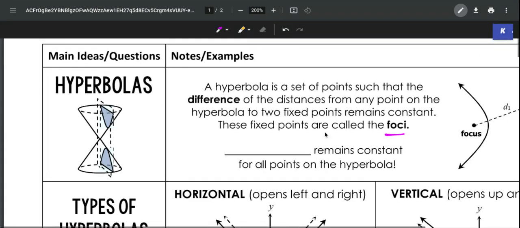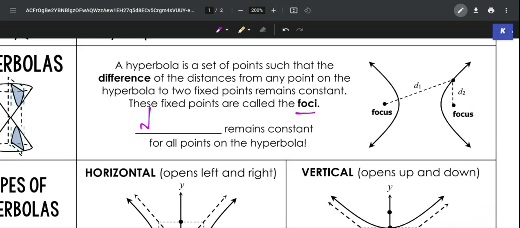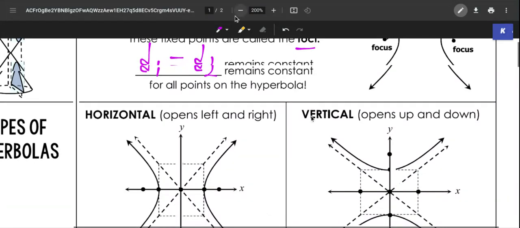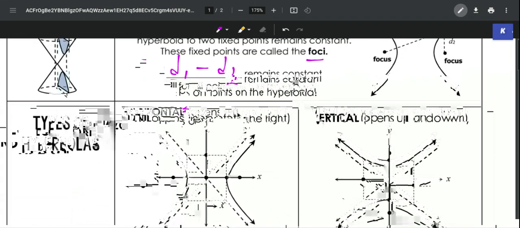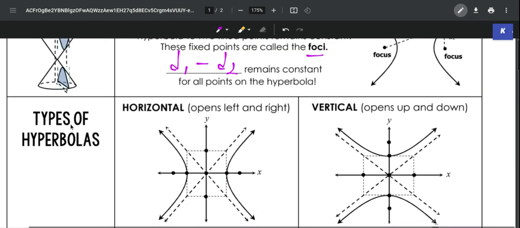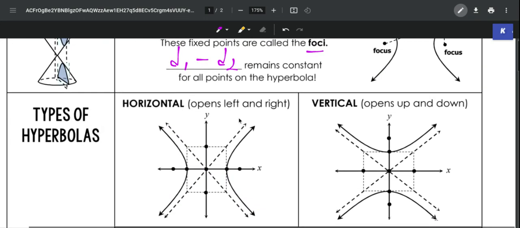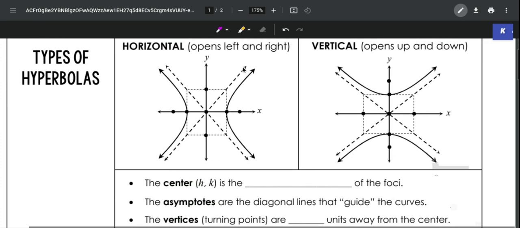Like I told you before, this information isn't the most important. It's just your general information. The only difference between this and an ellipse is that now these two lines, D1 and D2, it's D1 minus D2, and that remains constant for all points on the hyperbola. All right. So then you'll have two types of hyperbolas, and they'll be horizontal and vertical.